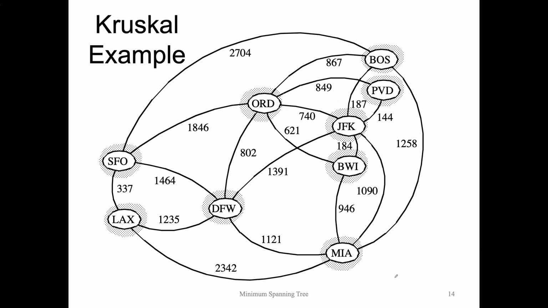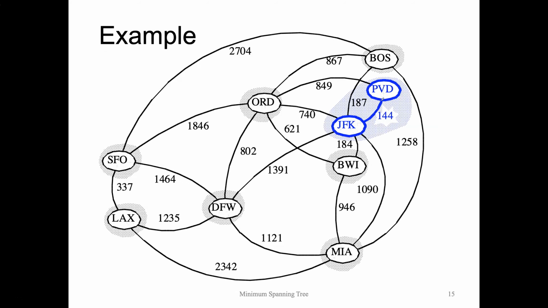Let's see an example of this now. This is our initial graph. Kruskal's algorithm initializes a cloud around each vertex initially, and will process edges in ascending edge weight. So the first edge to consider is this edge 144. Because it connects two vertices that belong to different clouds, we will include that edge and then join their clouds. So this is a new cloud containing both vertices.